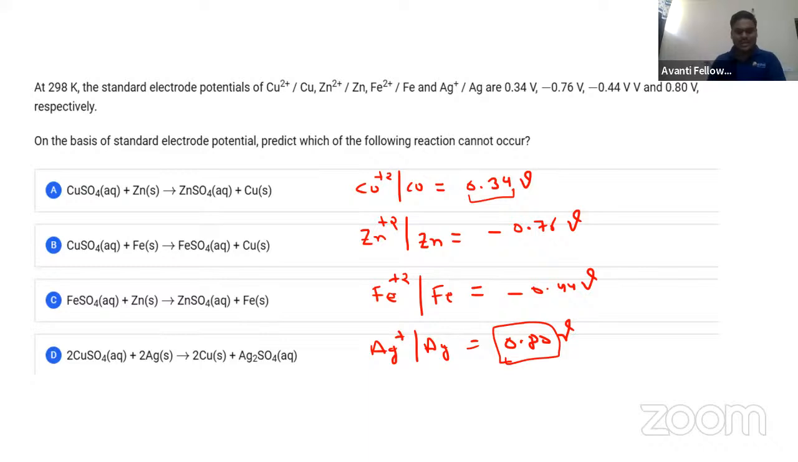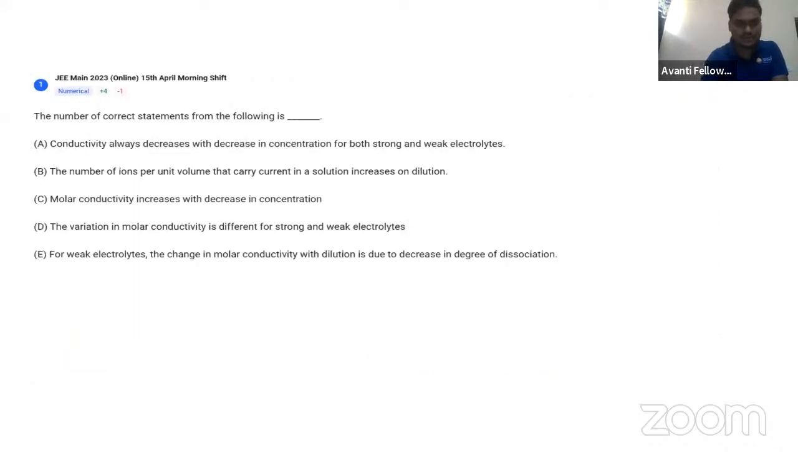Because if you calculate the E naught cell, you'll get a negative E naught cell. So Zn can displace copper from copper sulfate, obviously, because zinc has a more negative value. Fe can displace copper, obviously, because Fe has a more negative value than copper. Similarly, zinc can also displace Fe because Zn has a more negative value than Fe. But Ag can't displace copper because Ag has a more positive value than copper. So option D won't take place.